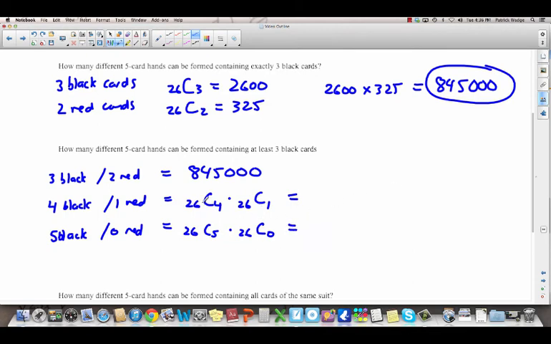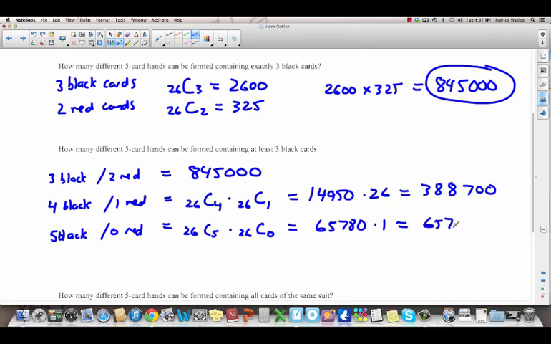Okay, 26 choose 4. Put it in your calculator. You're going to get 14,950 times 26 choose 1. You should know what that is. If you have 26 cards and you want to pick one of them, how many ways can you do that? 26. You can pick the first card, the second card, the third card, all the way up to 26. So that gives you 388,700. 26 choose 5 is 65,780. 26 cards, and you're going to choose 0 of them. How many ways can you do that? Believe it or not, that's not 0. You can choose 0 out of 26 cards in one way, by doing nothing. So the final answer there is 65,780.